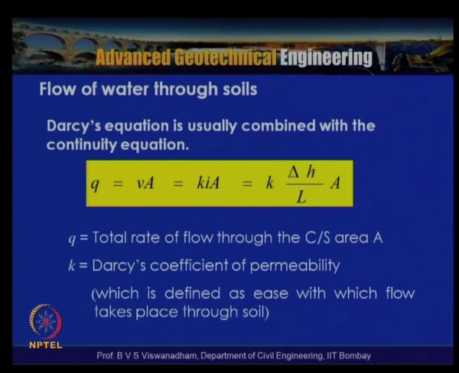So Q is equal to the total rate of flow through the cross-sectional area A, and K is Darcy's coefficient of permeability. This coefficient of permeability is defined as a property of the soil, actually defined as the ease with which water can flow through the soil. That means that some soils allow water to flow very easily, and in some soils it is very difficult for the water to flow through. That means that this particular property is used in many ways in constructing many geotechnical structures.